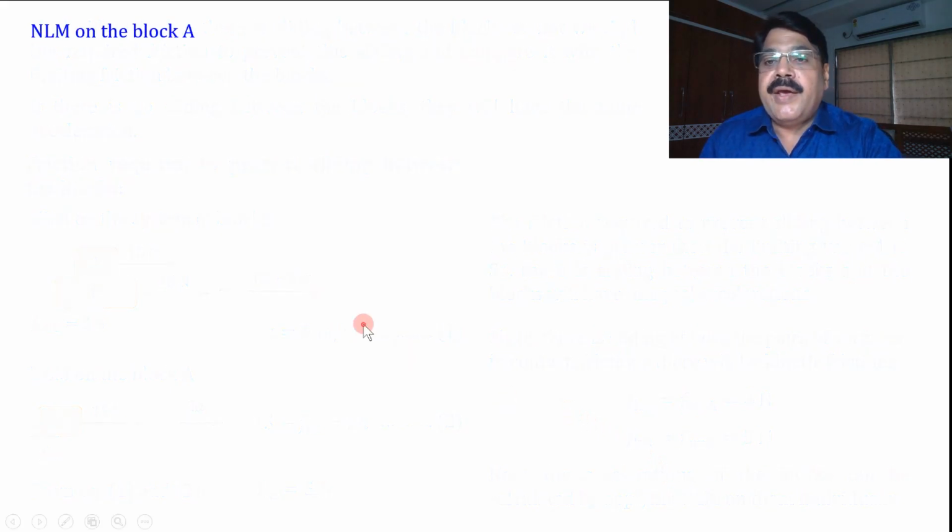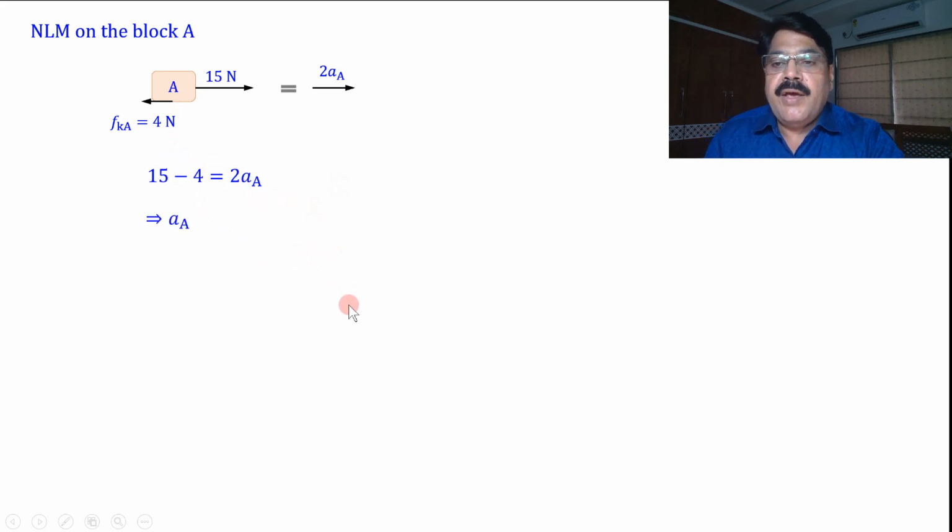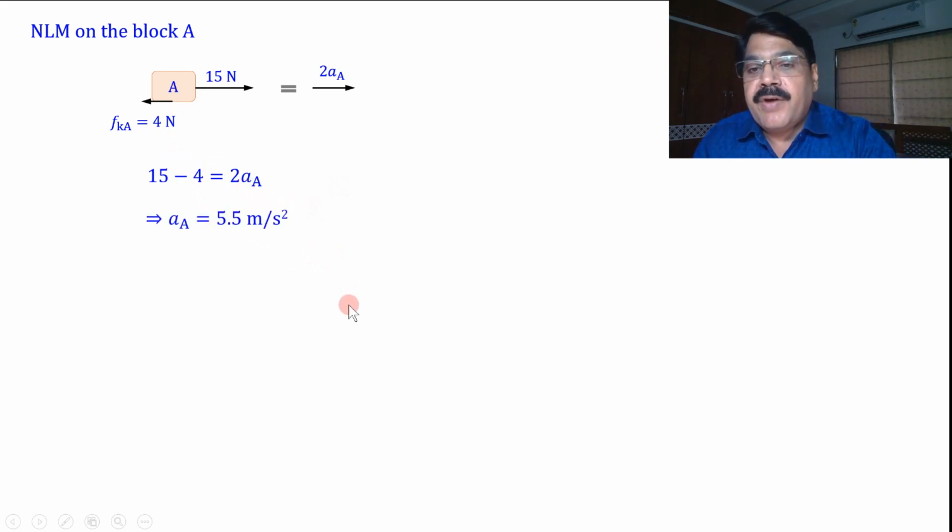NLM on the block A. So 15 Newton forward and kinetic friction 4 Newton backward, that is equal to the kinetic diagram, mass 2 into A of A. So what we have, 15 minus 4 is equal to 2 A of A. So A of A is what? 5.5 meter per second square. So what is 11 by 2? 5.5.